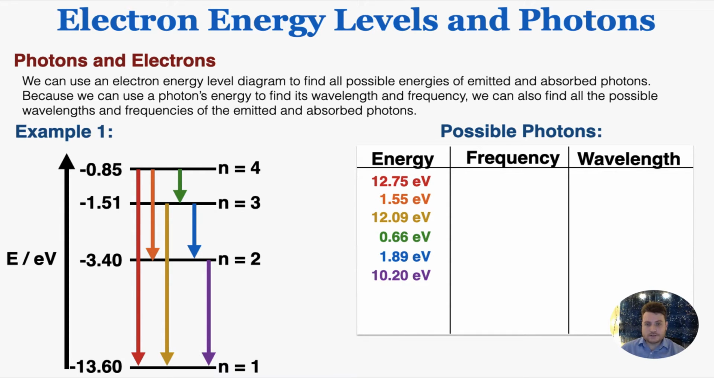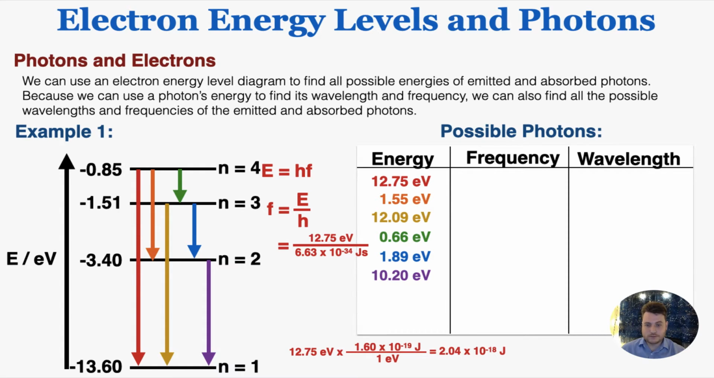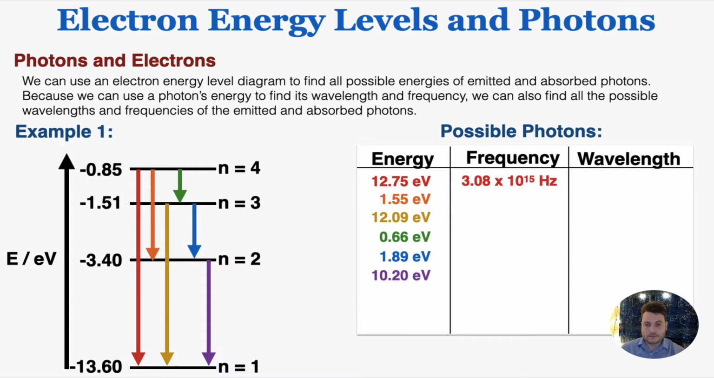I can use these energies to find the frequency of each photon using the equation for frequency and energy of photons. Energy equals Planck's constant times frequency. If I rearrange for frequency, I get this. And then I just need to plug in my numbers, remembering that I need to convert from electron volts to joules. So when I do that and plug in energy, I get a frequency for that first photon of 3.08 times 10 to the 15th hertz. And I can follow the same process for the others.